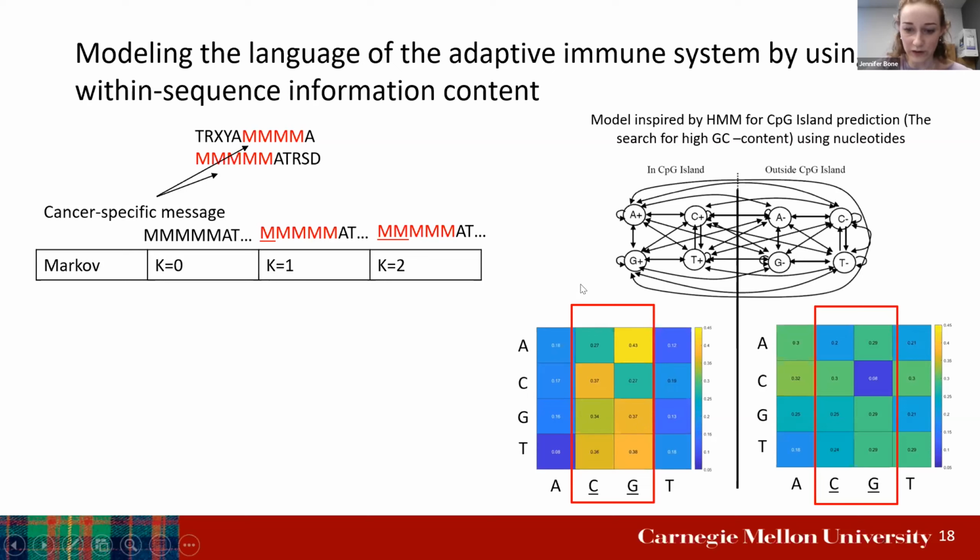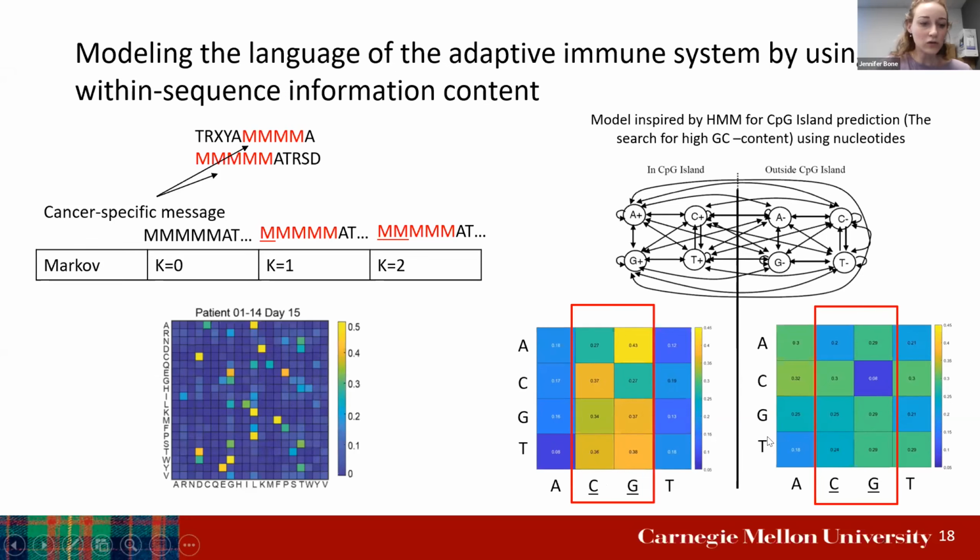So here on the left is an example of a transition probability matrix for a CpG island, and you can see in the heat map that there's a high CG content. And on the right is outside of the island, and you can see a striking difference, with less CG content. So my question became, could we do this for amino acids? Instead of having a 4x4 transition probability matrix for ACGT, what if we had a 20x20 transition probability matrix that looked at all of our 20 amino acids?